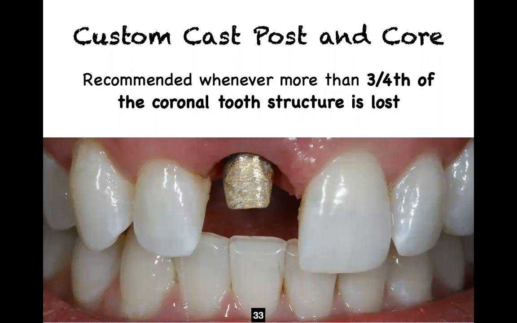As you can see in this image, they have made a wax pattern, given it to the lab, and the lab has made the entire core with the post below and sent it back, and this is how it looks after cementation. The treatment is not complete. Now what we'll be doing after this is taking an impression, sending it to the lab, and the crown will be formed, and you will cement the crown on top of it, right?